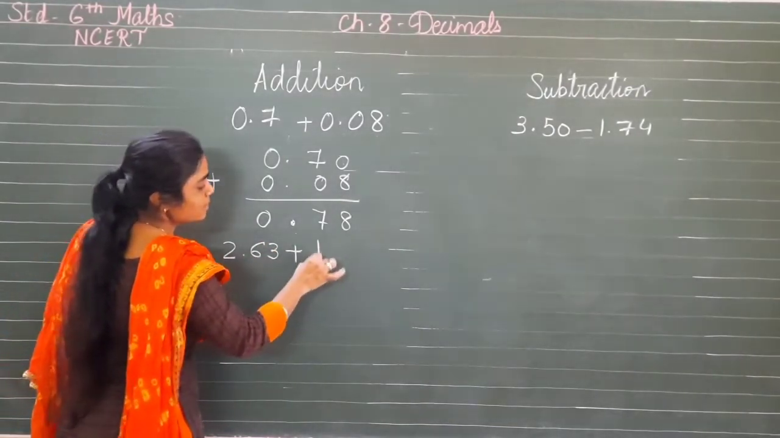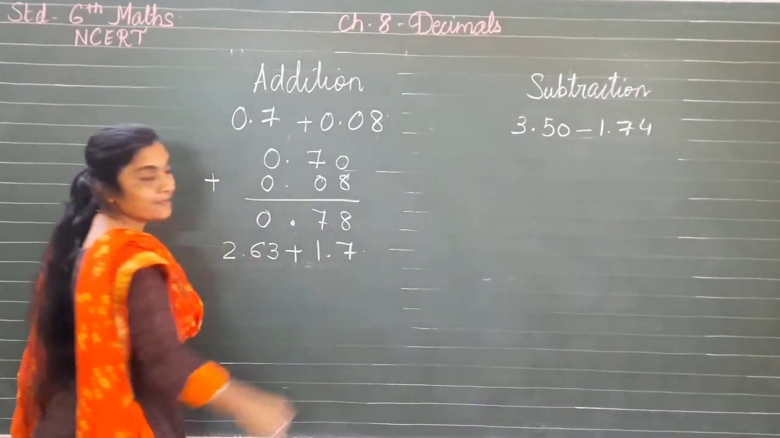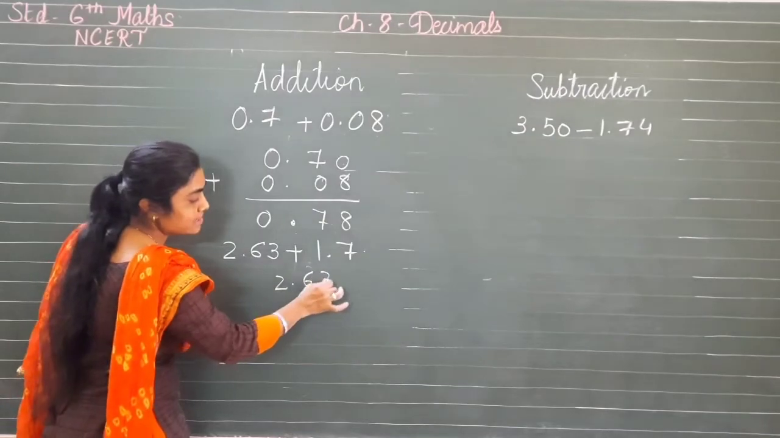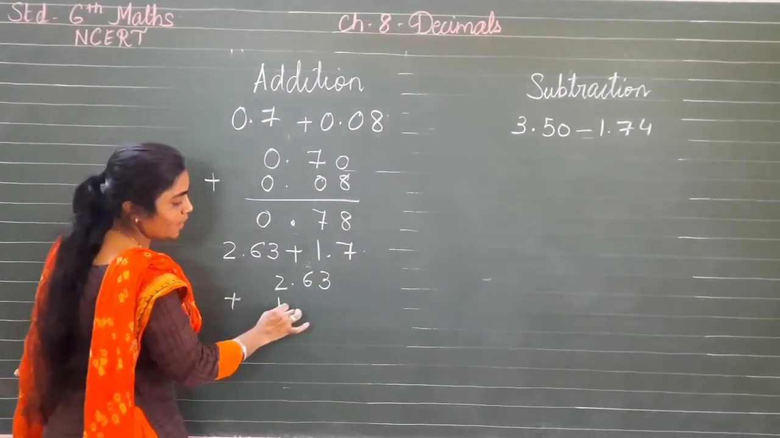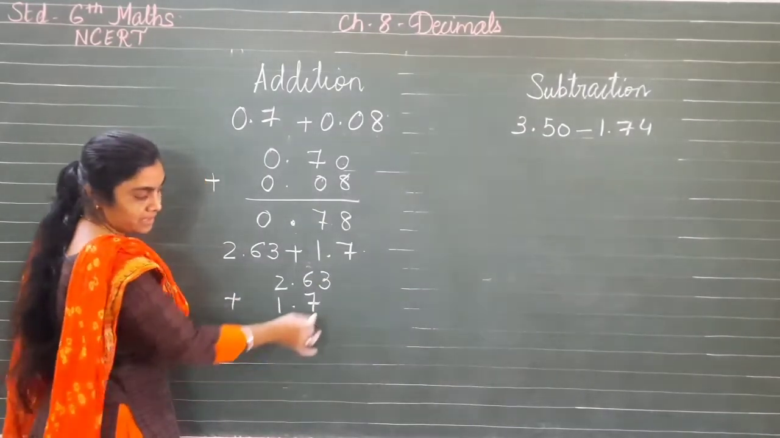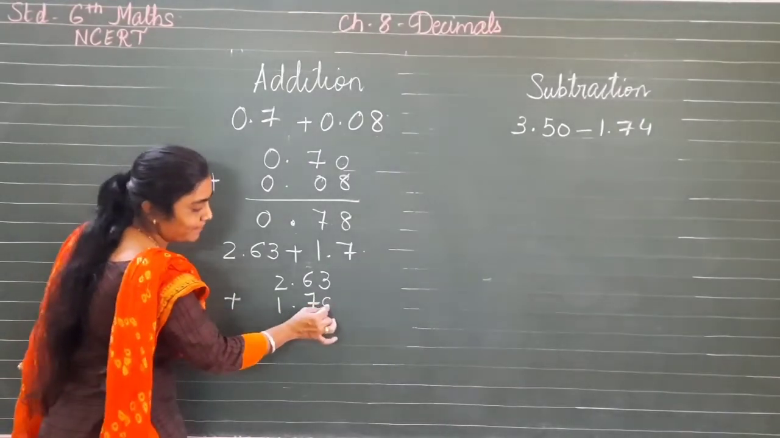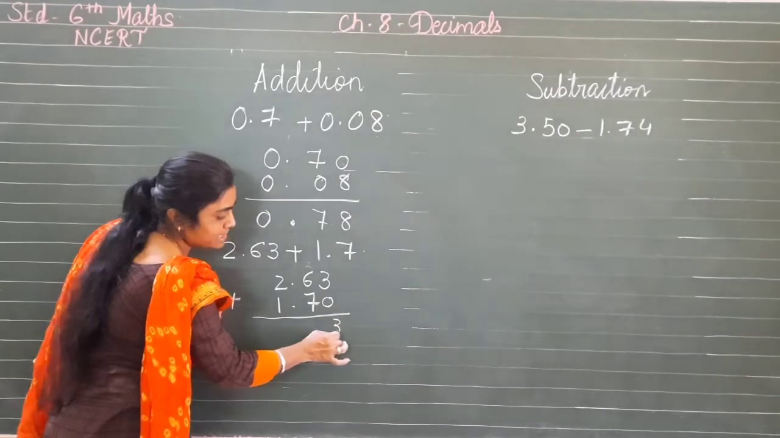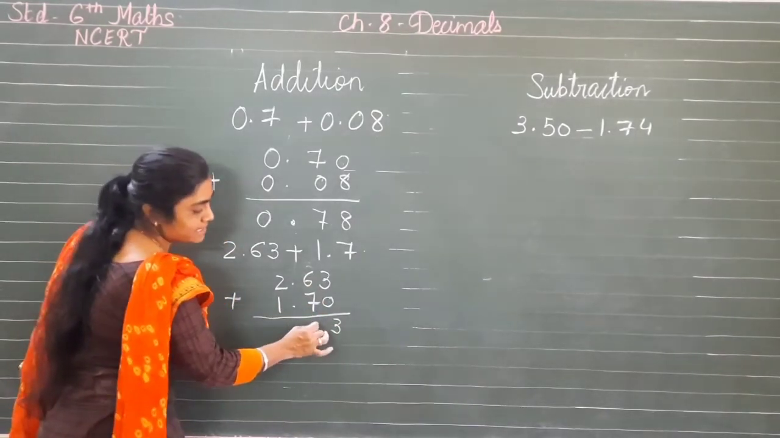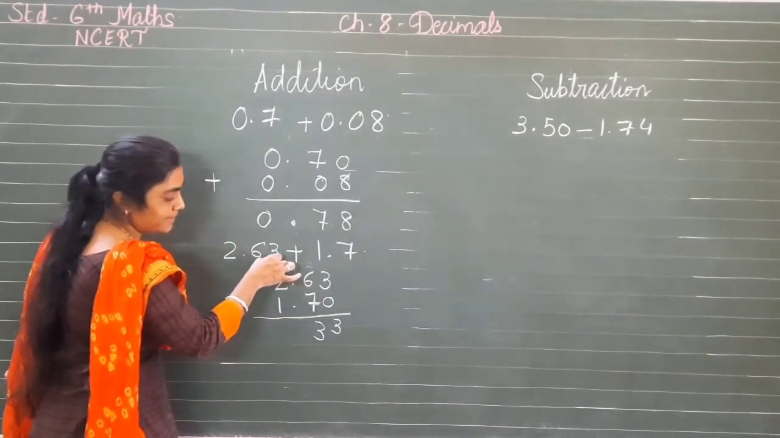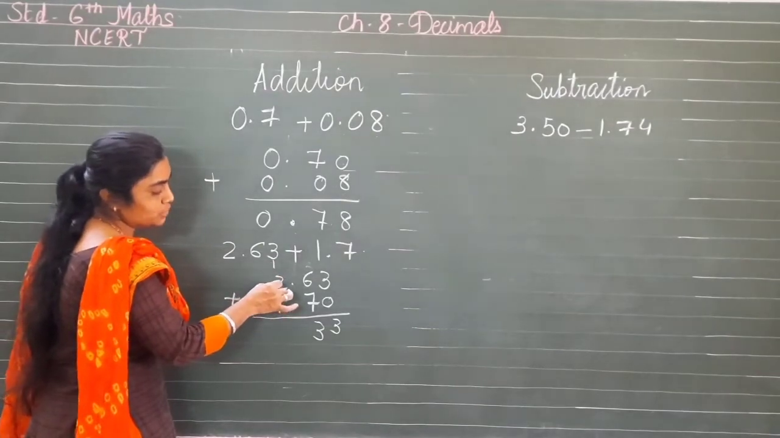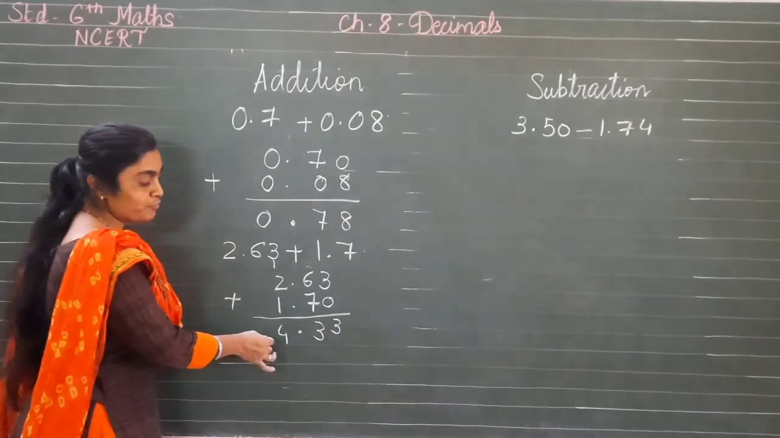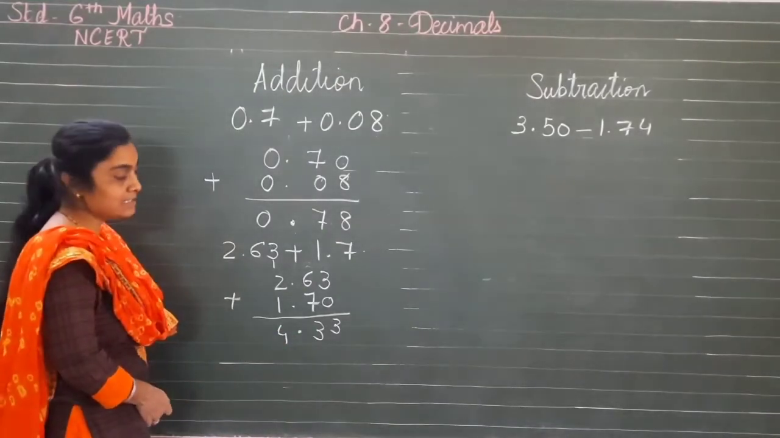If we take another example, 2.63 plus 1.7. Let us add these numbers. 2.63 plus 1.7. Here there is no number, so we can place 0 over here. So 3 plus 0 is 3. 6 plus 7 is 13. The 1 here will be carried. 1 plus 2 is 3. 3 plus 1 is 4. I put the decimal point. So 4.33 is the answer.